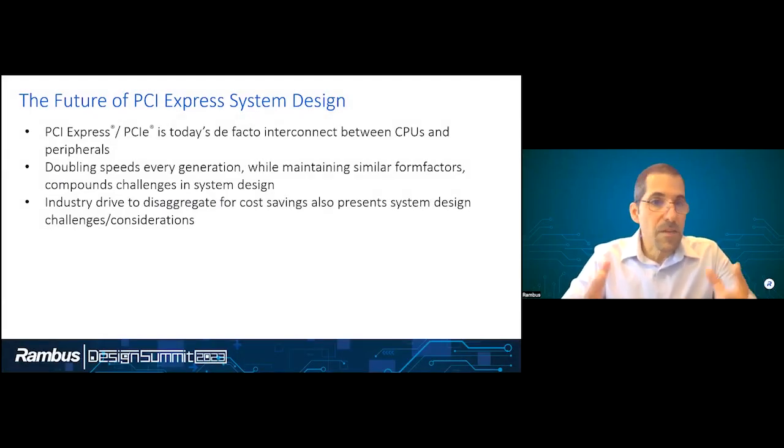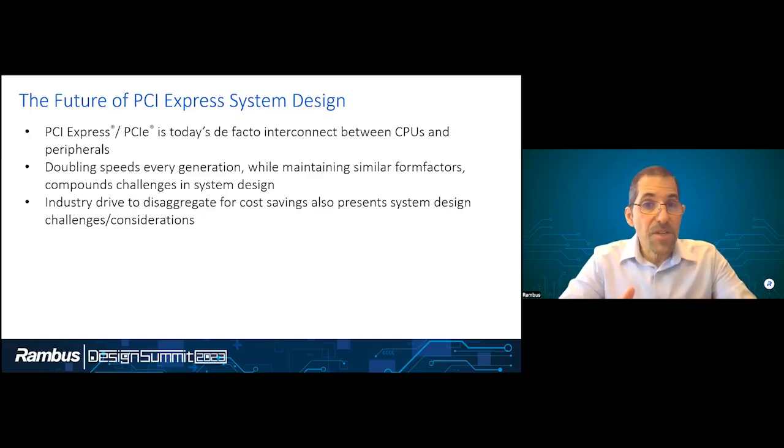PCI Express, also referred to as PCIe, is today's de facto interconnect between CPUs and peripherals. All server-based CPUs, whether x86 or ARM or whatever, use PCI Express to connect to peripherals. And I'll talk more about what types of peripherals are most common and where the challenges are.